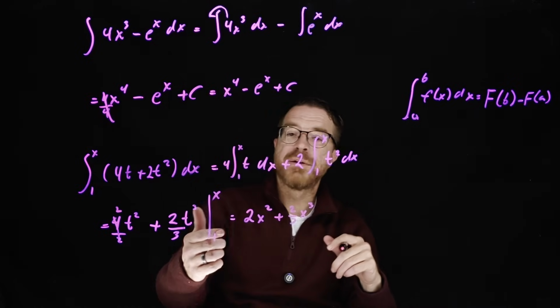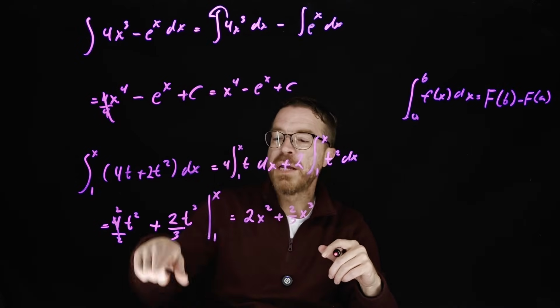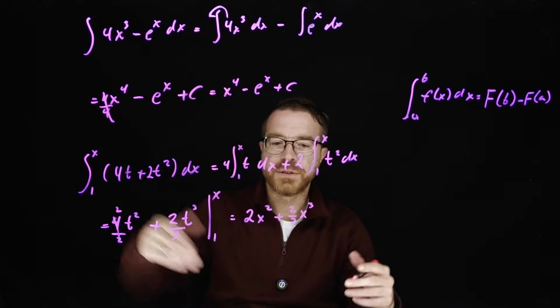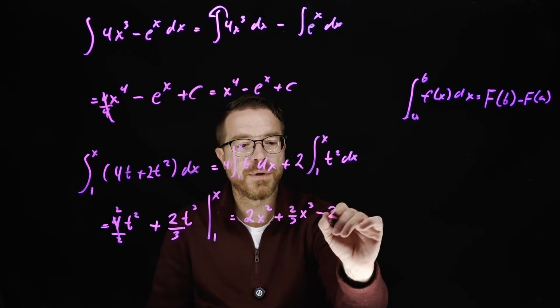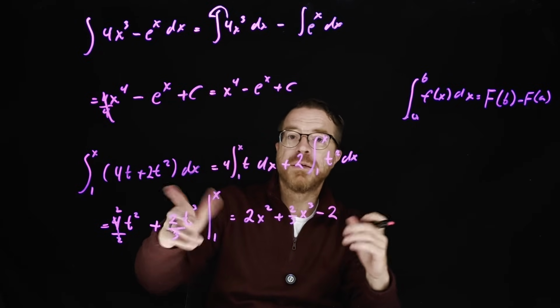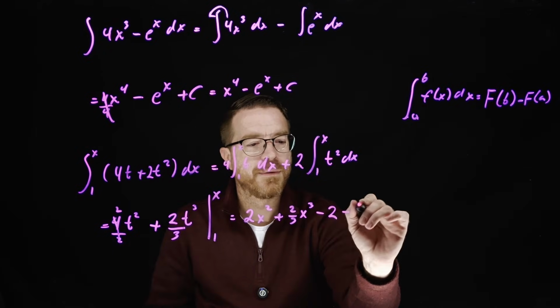Now I'm going to evaluate for my lower limit of integration by plugging in 1. So I'm going to get 2 times 1 squared. 1 squared is just 1. So this is going to be minus 2. And now I'm going to do the same thing here. So 1 cubed is 1. So that'd be 2/3. So minus 2/3.